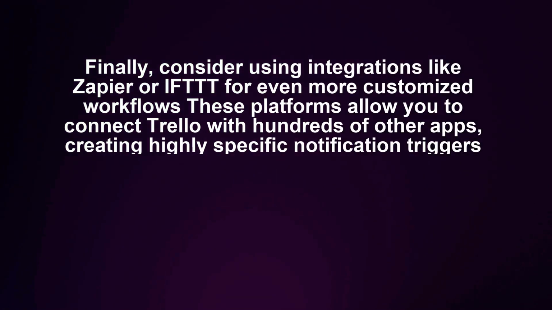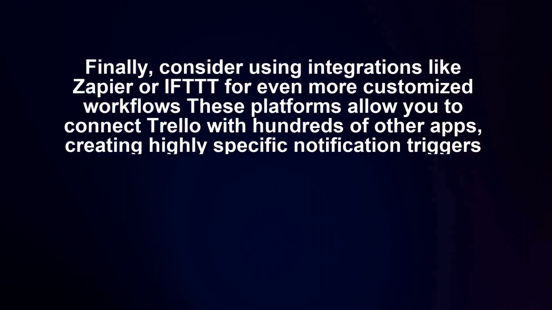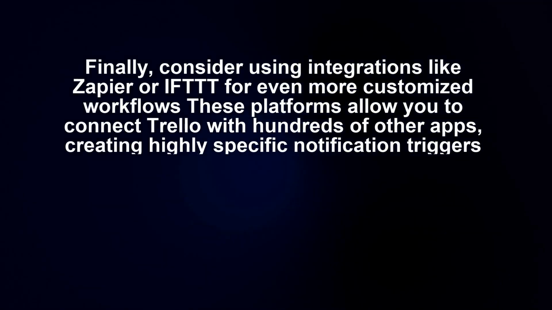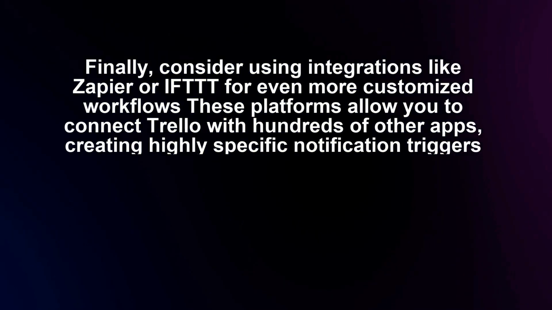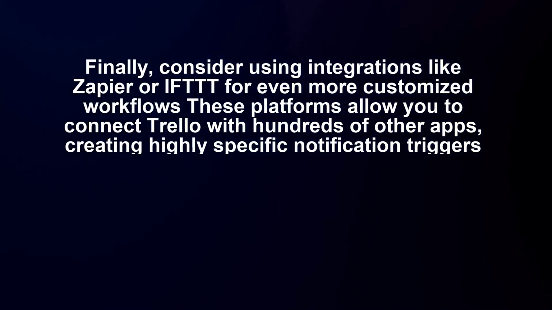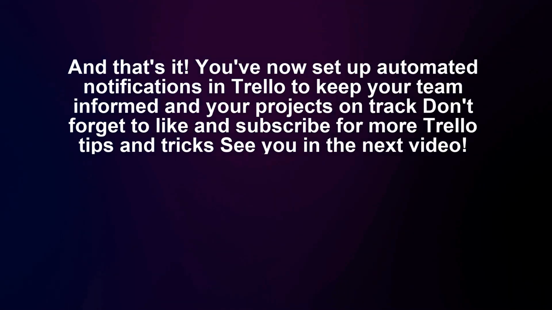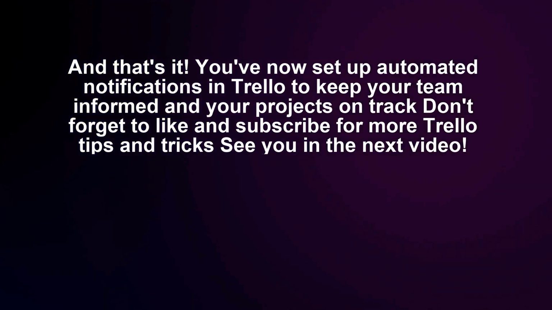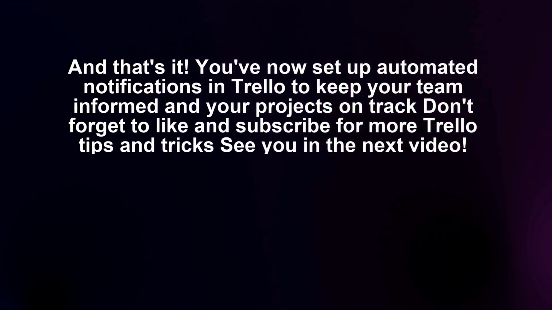Finally, consider using integrations like Zapier or IFTTT for even more customized workflows. These platforms allow you to connect Trello with hundreds of other apps, creating highly specific notification triggers. And that's it. You've now set up automated notifications in Trello to keep your team informed and your projects on track.